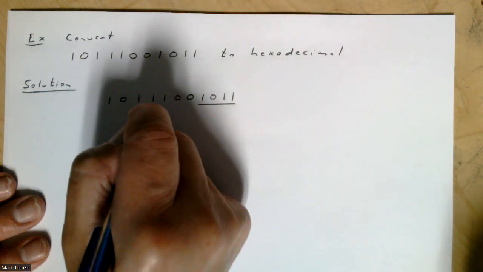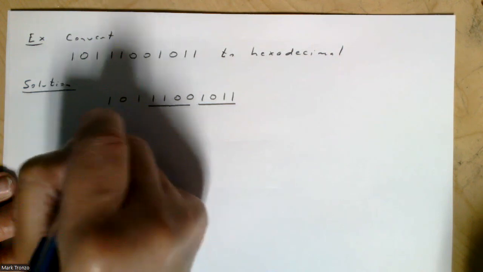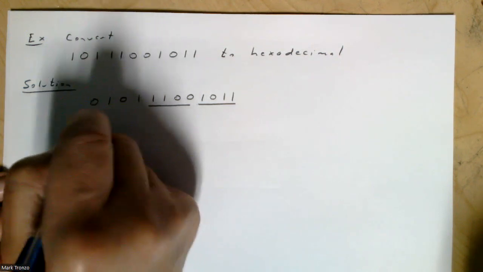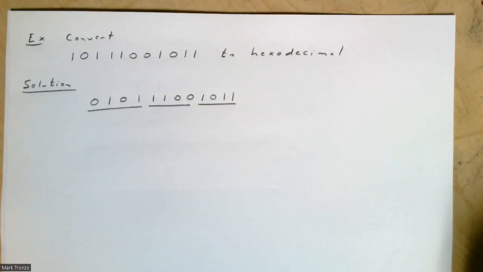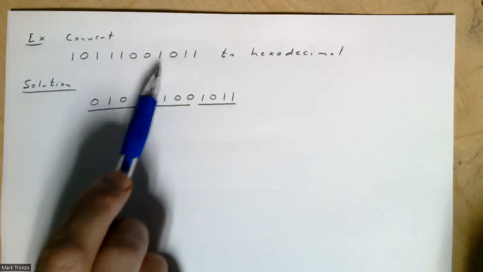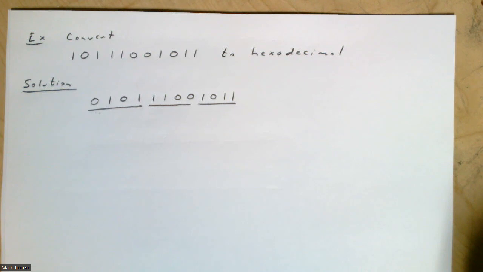So here's the first 4, the second 4. And now there's not 4 here, so let's just add the 0 in front. Remember, if you add a 0 in front, it doesn't make any difference. So I just rewrote these in groups of 4 and put a 0 in front of that just so I have 4 here. So now go through and convert these to hexadecimal.